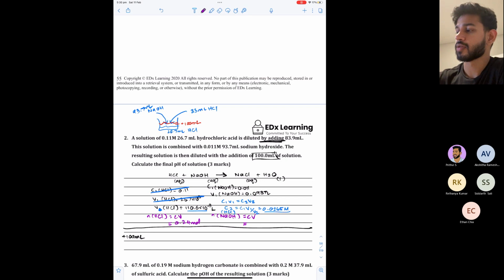But okay, sure. Maybe I'll give you guys about 40 more seconds or so. I want a final answer, and then we can confirm the way to solve it. Because at this point, you guys should be pretty good with these limiting and excess reagent questions.